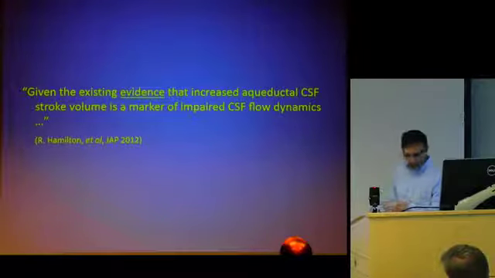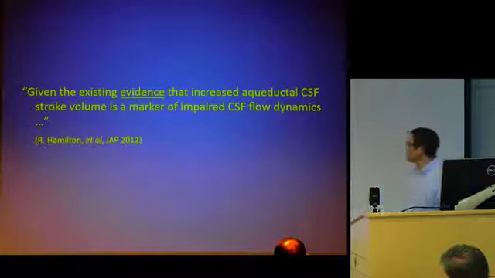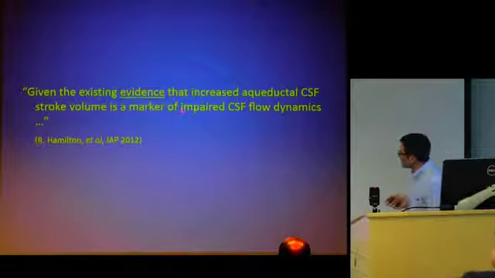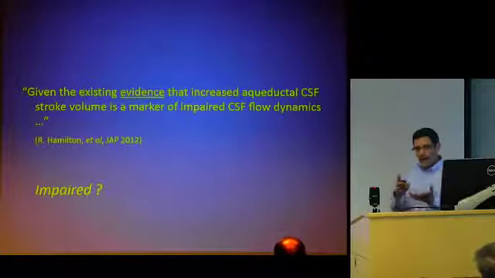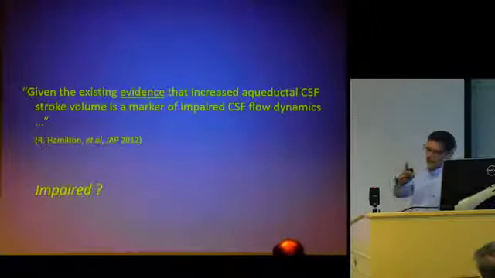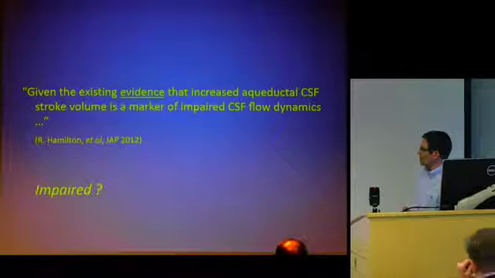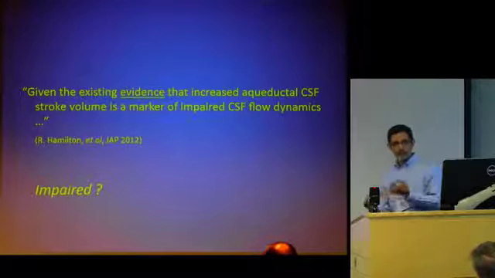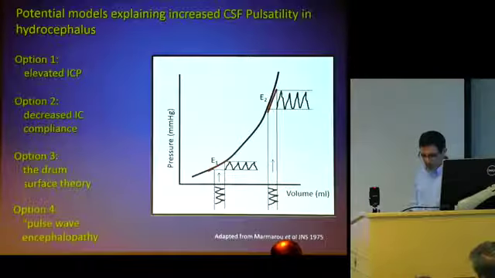I saw this comment from back in 2012, about evidence that increased aqueductal CSF stroke volume is a marker of impaired CSF flow dynamics. The question that I have is, what is impaired? I've seen good evidence, at least in syringomyelia, and Lynn's talk made it more clear to me, that there is an impairment. But I haven't seen any evidence in the brain that it's really impaired as opposed to changed. I think there's a difference between impairment and change. Change means simply that it's different, but does it really have anything to do with the pathophysiology?